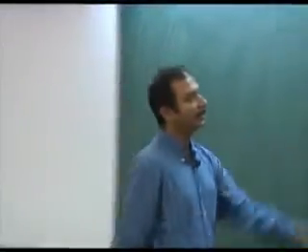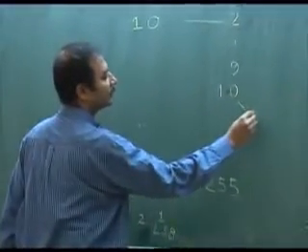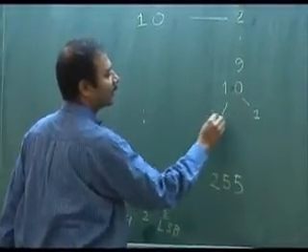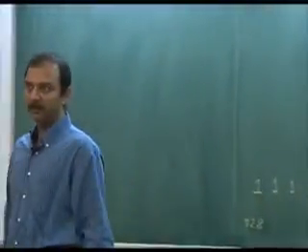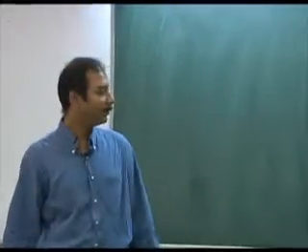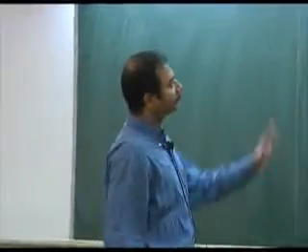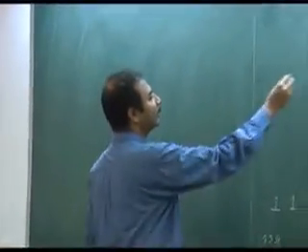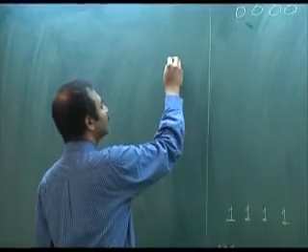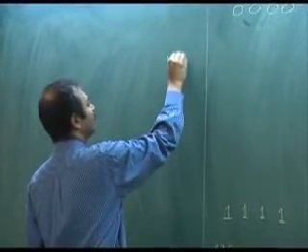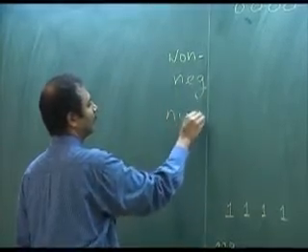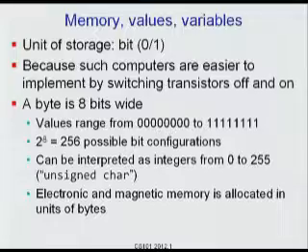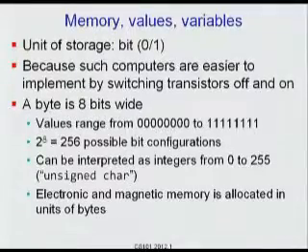So just like in decimal, the worth of this position is 1, the worth of that position is 10, and so on. Here, the worth increases in powers of 2 rather than powers of 10. Okay. So this would be the case if we wanted to count strictly positive or non-negative numbers. Okay. So 2 to the power 8 or 256 possible bit configurations.